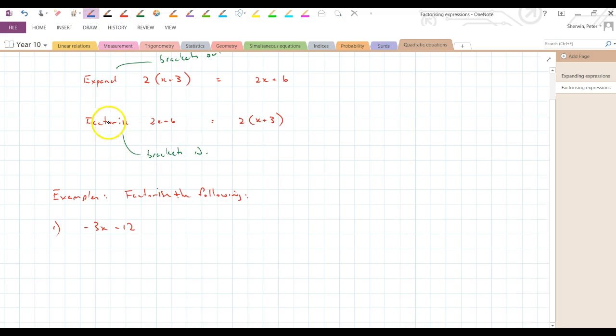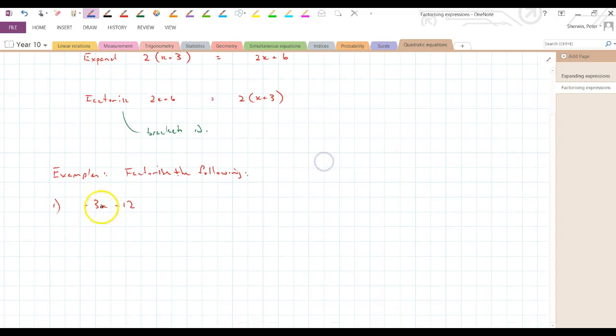Okay, so we're looking to factorize, we're looking to put brackets in. Now we put brackets in by doing this. We identify what the common factor is. If it's just two terms, it's usually pretty easy. There's no algebra in this term, so it's just going to be numerical. Looks like a minus 3 to me.